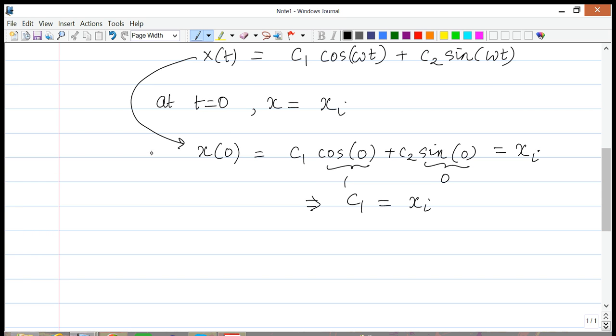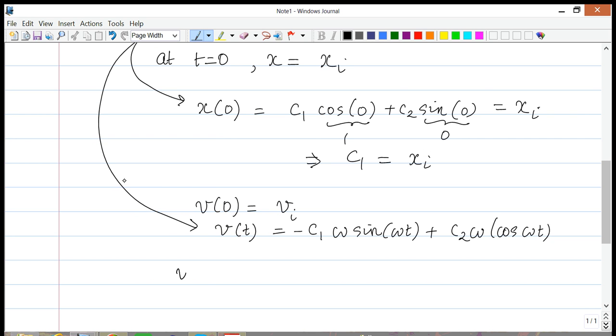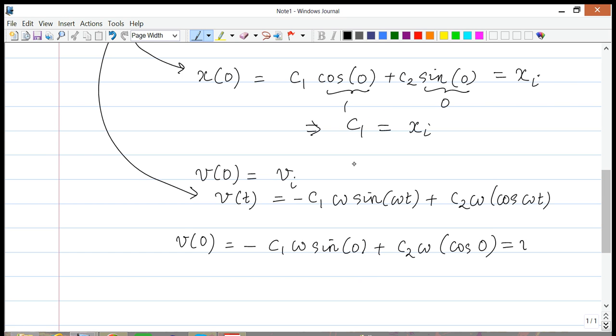Now let's try to figure out what C2 is. You've also been told that v at 0 is equal to vi. So let's first find what v is as a function of time. This gives us v as a function of time equal to negative C1 omega times sine omega t plus C2 omega times cosine omega t. Now let's plug in the value. So v of 0 would be equal to negative C1 omega times sine of 0 plus C2 omega times cosine of 0, and we've been told that this is equal to vi.